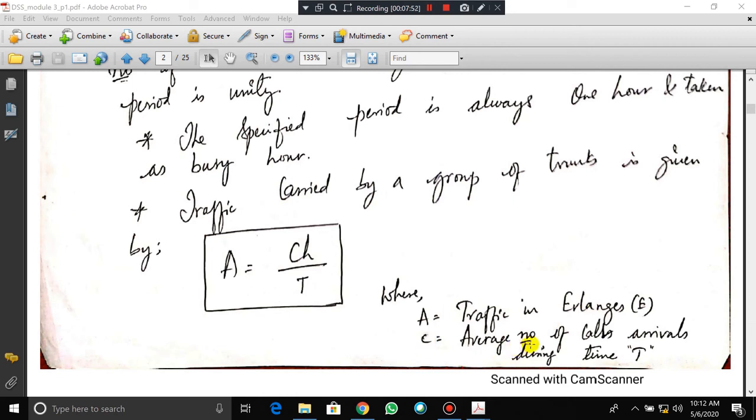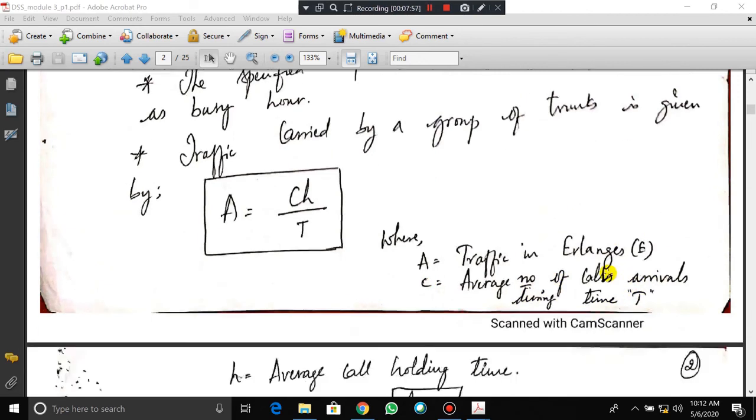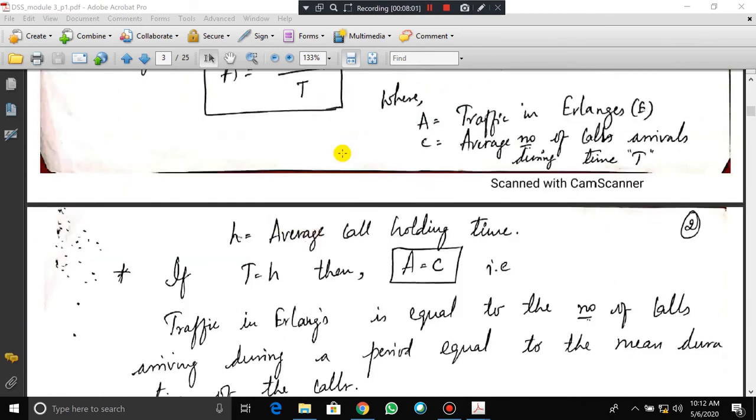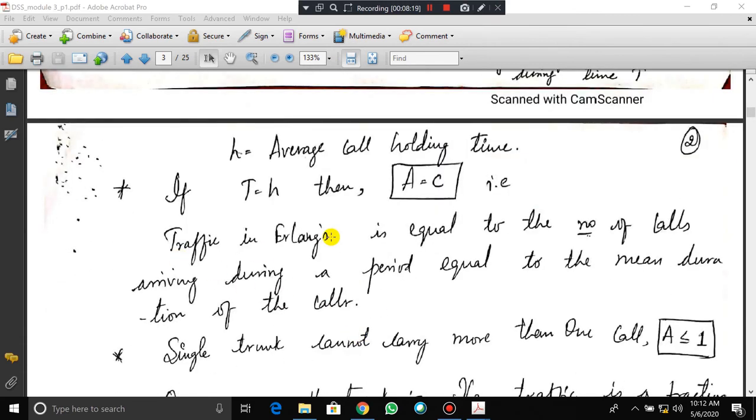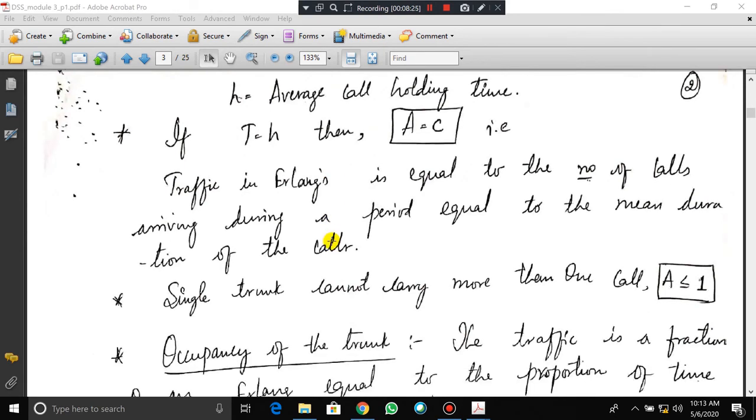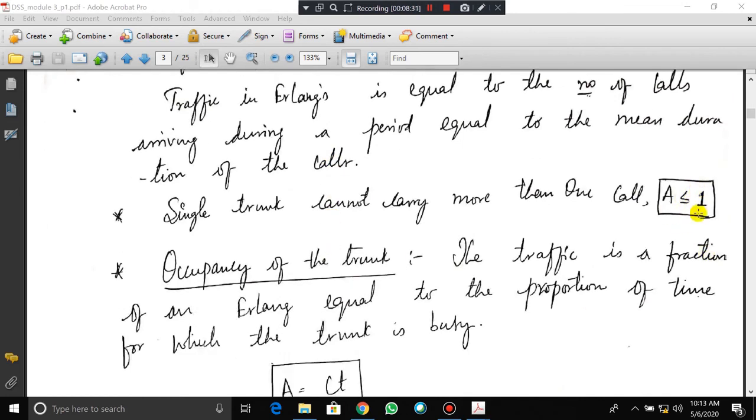C is the average number of call arrivals during time T. H is the average call holding time. If T is equal to H, both will cancel and A is equal to C. That is, traffic in Erlangs is equal to the number of call arrivals during a period equal to the mean duration of calls. A single trunk cannot carry more than one call. That is, A is less than or equal to 1.